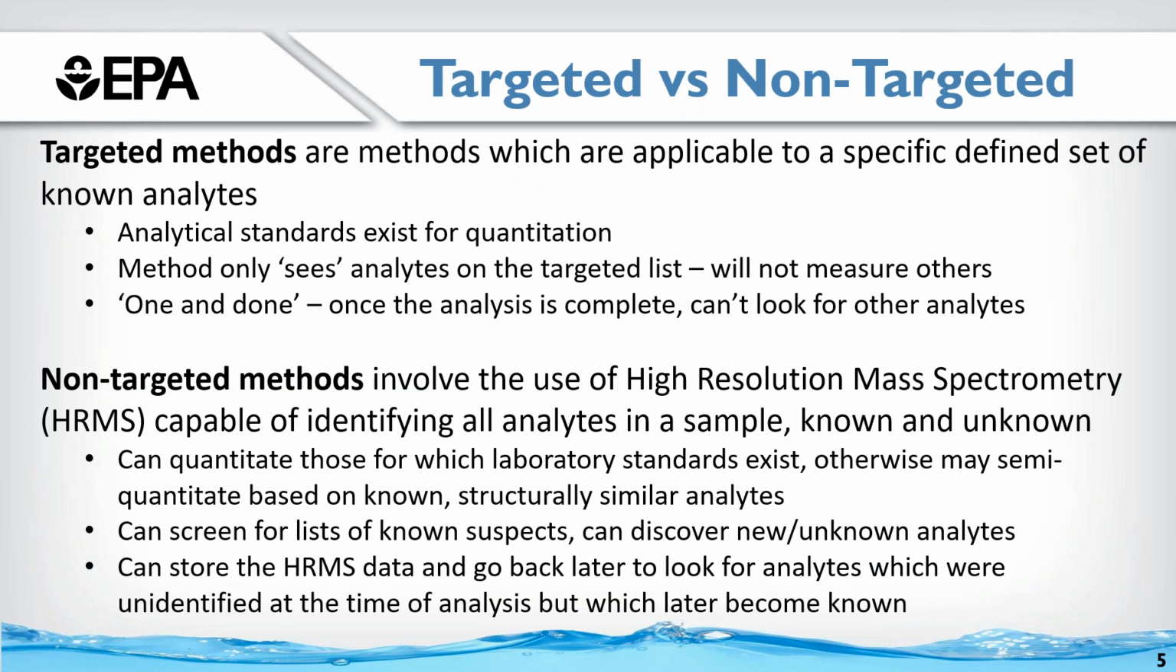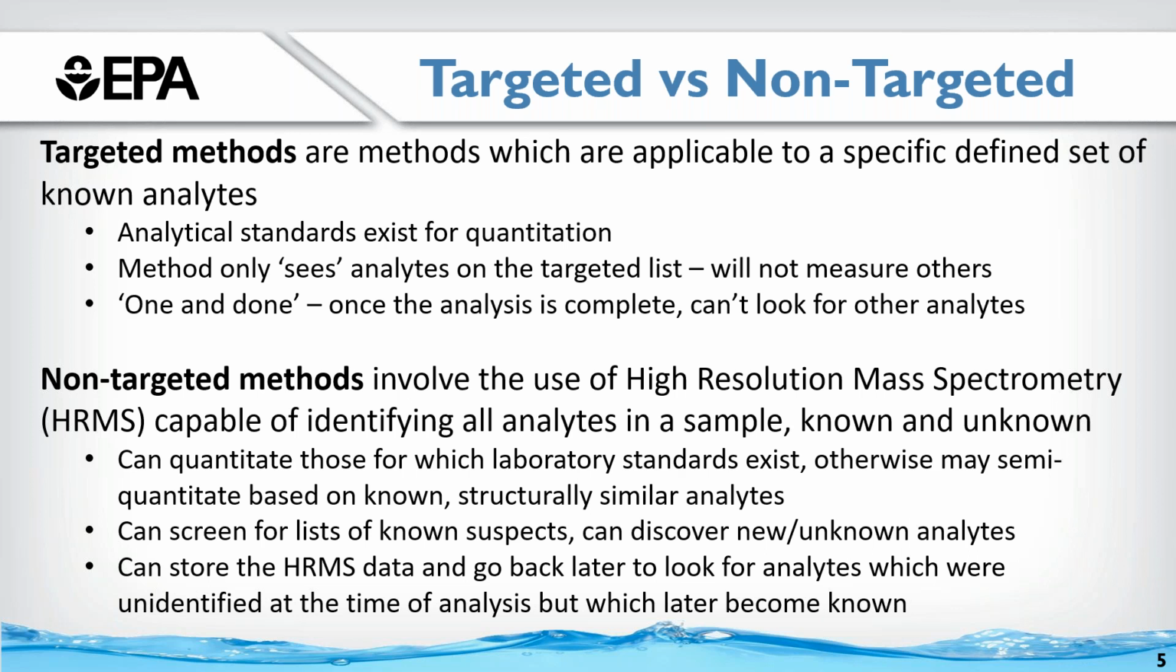Over the next 3 slides, I'm going to take some time and I'm going to do some binning here. I'm going to throw some stuff into some different classifications. The first classification I'll use is targeted versus non-targeted methods. So targeted methods are methods where you're looking for a specific analyte and it only sees that analyte on the targeted list. So it's only measuring what you tell the instrument to measure.